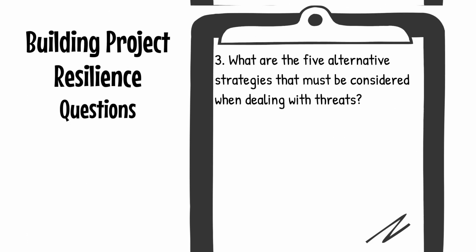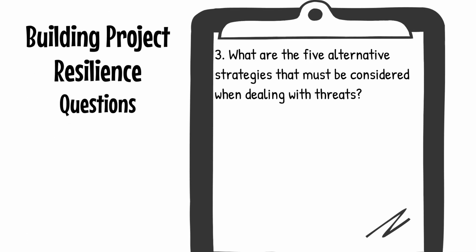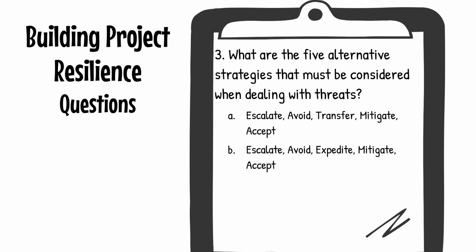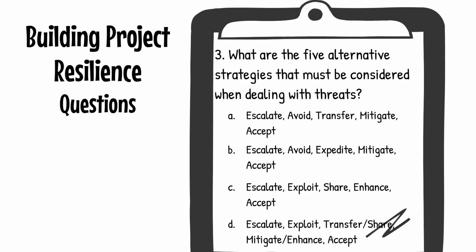Question 3. What are the 5 alternative strategies that must be considered when dealing with threats? A. Escalate, avoid, transfer, mitigate, and accept. B. Escalate, avoid, expedite, mitigate, and accept. C. Escalate, exploit, share, enhance, and accept. Or D. Escalate, exploit, transfer and share, mitigate and enhance, and accept.